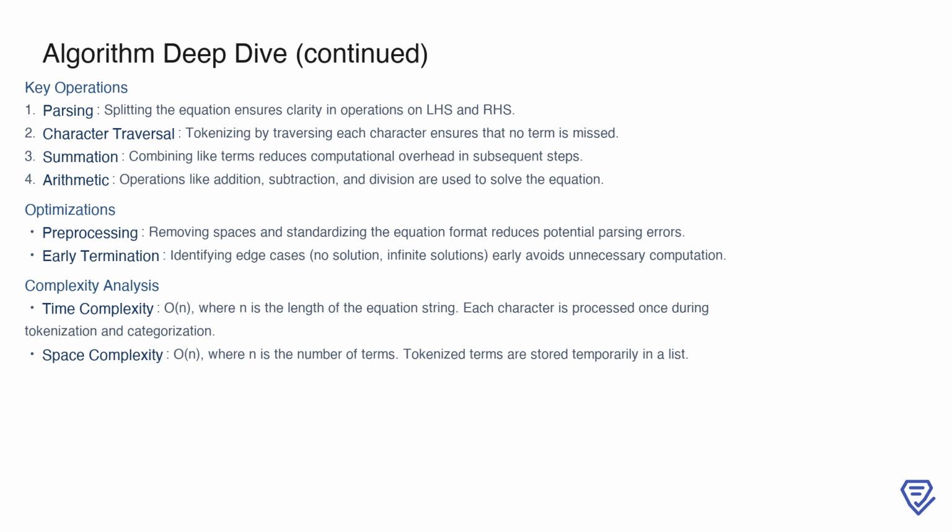To enhance efficiency, pre-processing the equation, such as removing extra spaces and standardizing its format, reduces potential parsing errors. Early termination is another optimization, where we identify edge cases such as no solution or infinite solutions before performing unnecessary computations. The algorithm is highly efficient, with a time complexity of O(n), where n is the length of the equation string, since each character is processed only once. Similarly, the space complexity is O(n), as tokenized terms are stored temporarily in a list. These optimizations ensure that the algorithm remains robust and performs well, even for longer equations.